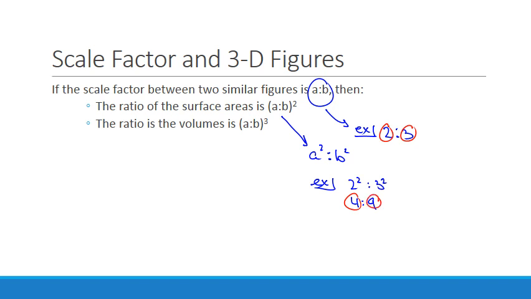And with volume, the ratio of their volumes is a to b cubed, which we can write as a cubed to b cubed. You can also write these as a fraction. In my example, it would be 2 cubed to 3 cubed, which is 8 to 27. That means 8 centimeters cubed in object 1 is like 27 centimeters cubed in object 2, and that's how they relate to one another.